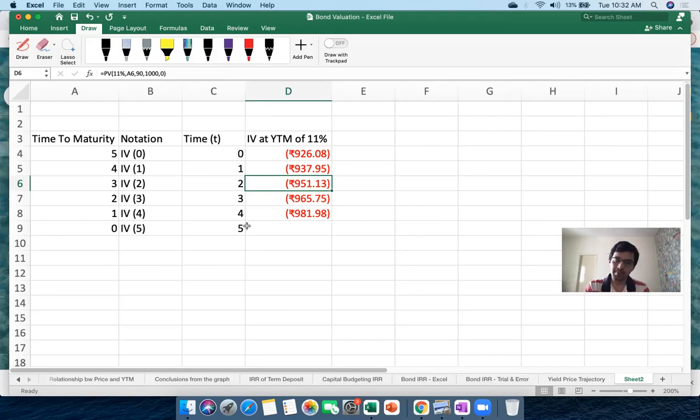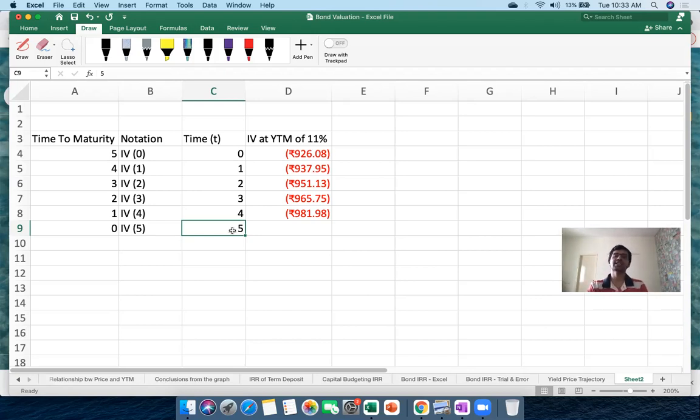Similarly, when I'm calculating intrinsic value at t equal to 5, the assumption I'm making is that I have already received the coupon for the 5th year. What is only pending right now is the receipt of the redemption value. What is now only pending is receiving the maturity proceeds of the bond, or the redemption value of the bond.